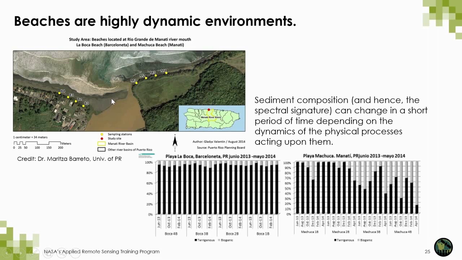You see that, for instance, this one, and it's kind of obvious, you can see how dark the sands are. It's more of a terrigenous component, so land-based sediments. Versus in this one, Machuca Beach, it has a more varied composition, which can be either biogenic or terrigenous or even some carbonates as well. The main reason here is that usually once the river plume comes out after a rain event, it actually flows more towards the west instead of the east. So that's why this La Boca Beach in particular changes really, really dramatically in a matter of days.